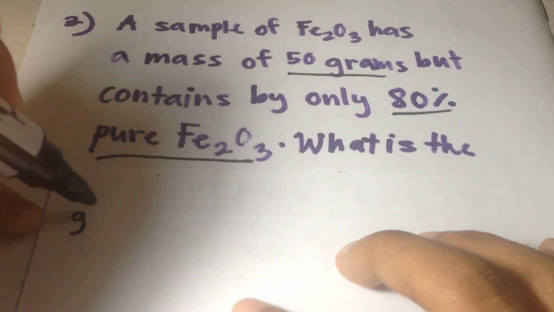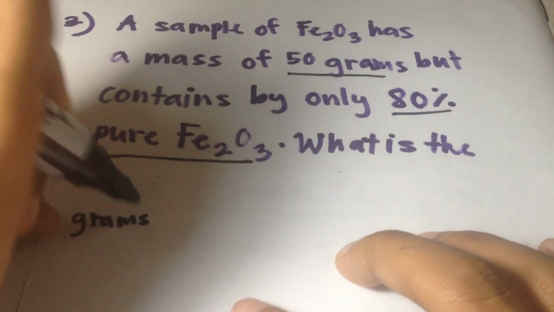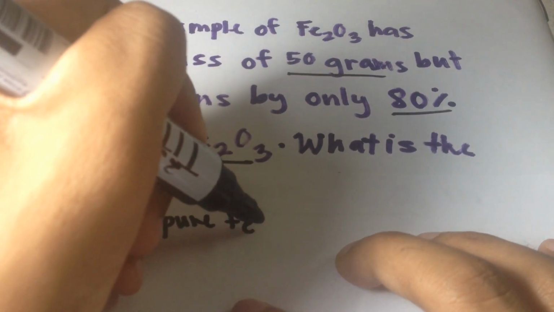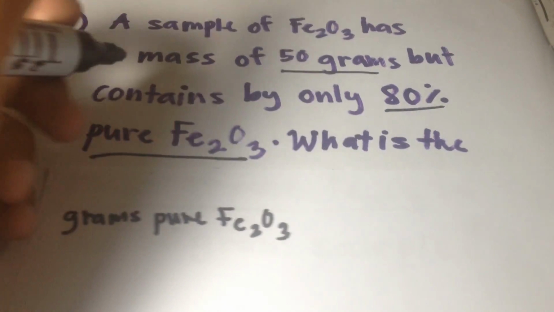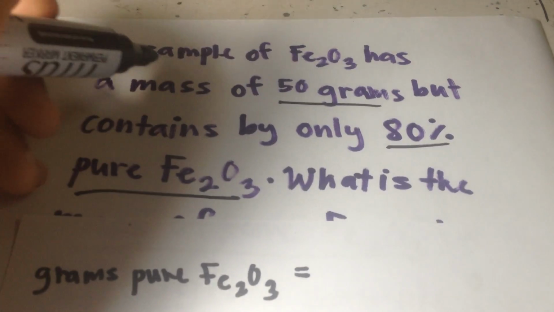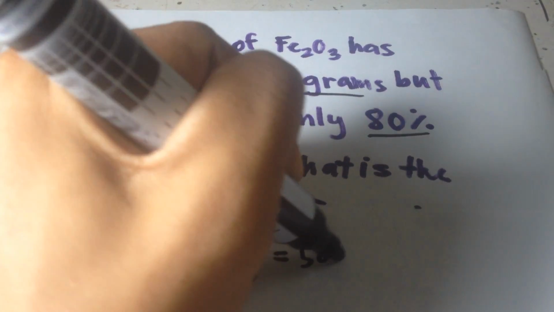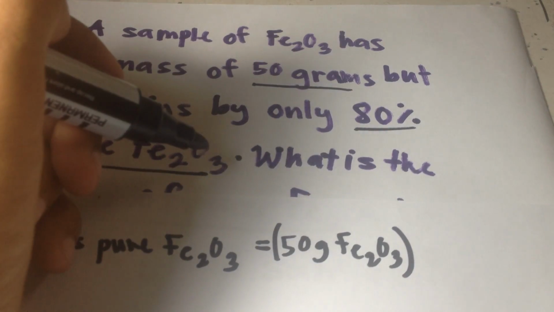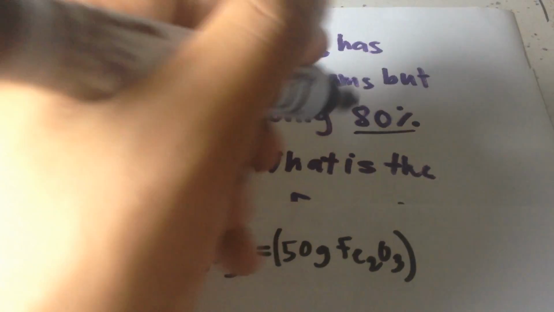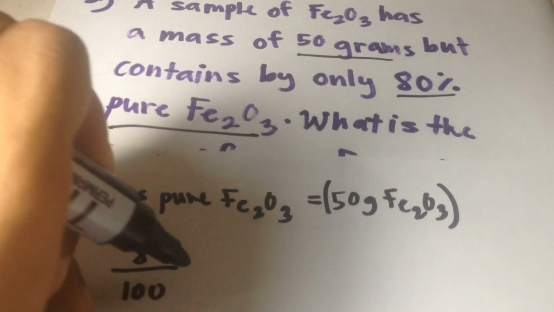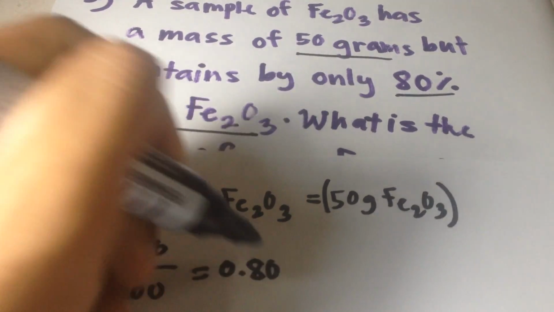Grams of pure iron trioxide equals, you have 50 grams, right? 50 grams of iron trioxide times the percent, which is 80. 80 converted to, divide by 100, which is 0.80.